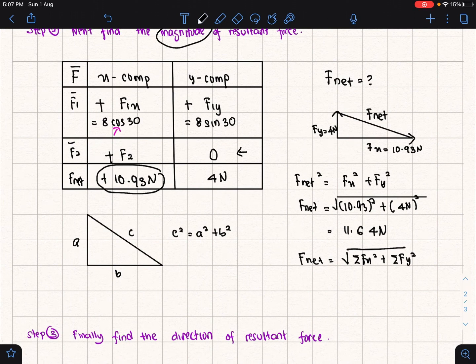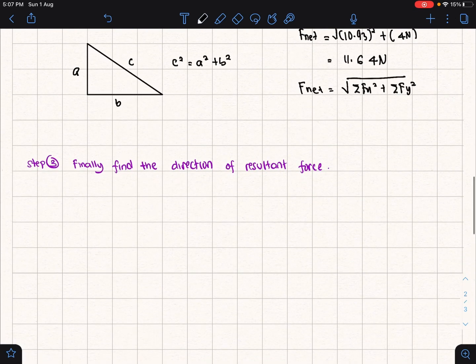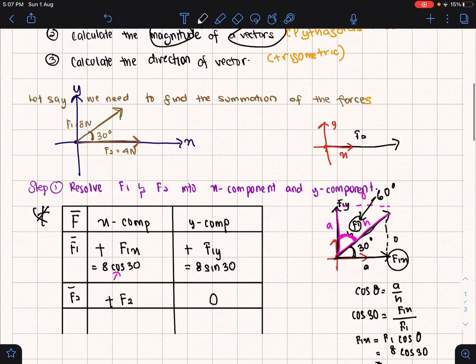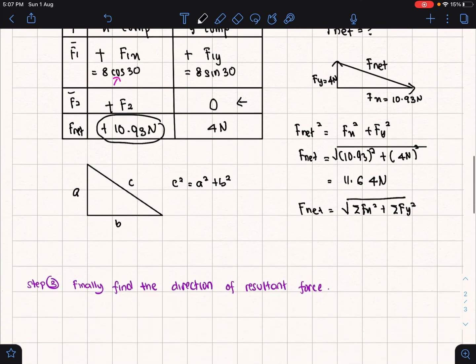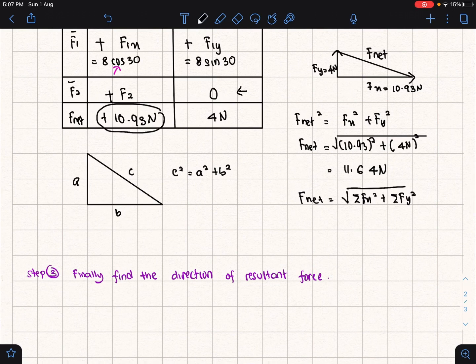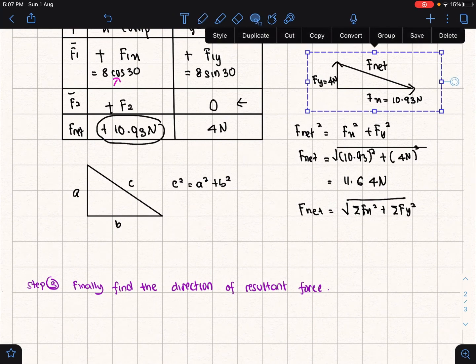Okay. And then one last step adalah finally is to find the direction of the resultant force. Kita dah tahu nilai resultant kita berapa. Kita dah tahu summation F2 dan juga F1 ini akan memberi kita nilai sebanyak 11.64 Newton. But how about the direction? Okay, untuk direction pula, kita ambil balik diagram yang dekat sini. Ambil balik yang ni.